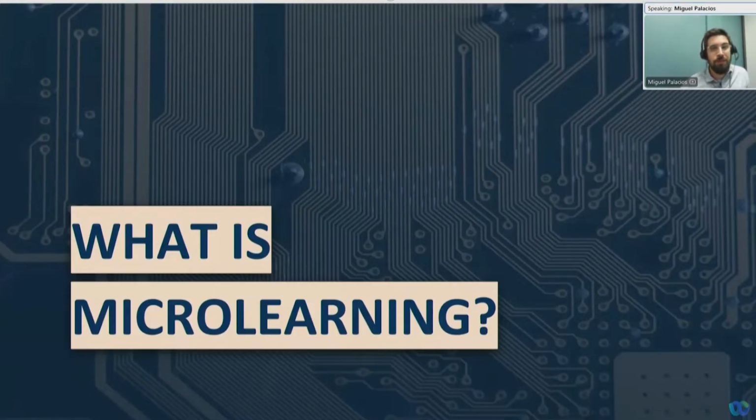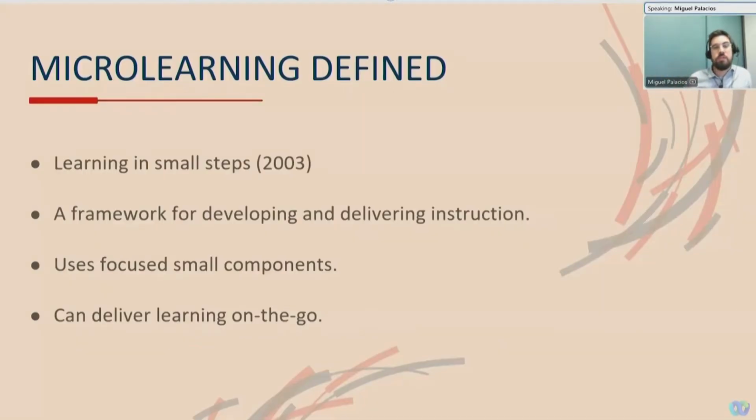To start off, we're going to answer the question of what is microlearning. So I have a little bit of a definition here we're going to go through. In 2003, microlearning was first coined as simply learning in small steps. As a strategy, microlearning has shown to be an effective way to develop and deliver instructions to students because of its condensed size. Now, when you look at the word microlearning, we all know what learning means, and micro is just the smaller version of that.